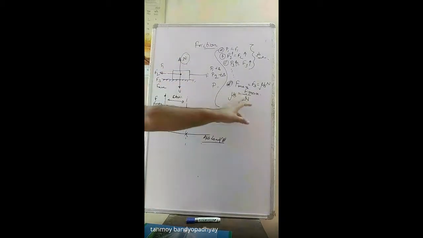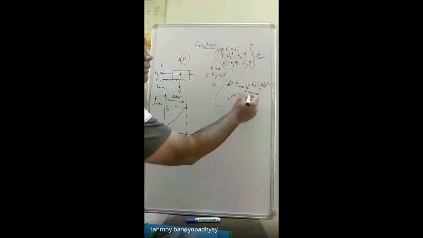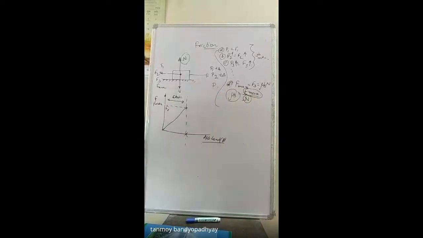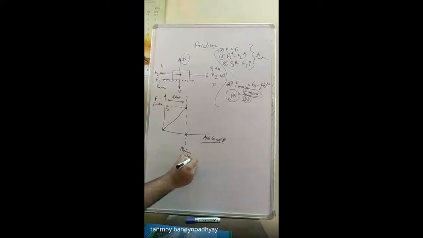The frictional force goes on changing, and a time will come when it becomes maximum. That maximum value of the frictional force divided by the normal reaction gives us the coefficient of static friction. This is a point where the motion is impending. The motion is about to start, but the motion hasn't started yet. The body has just a tendency to start its motion.